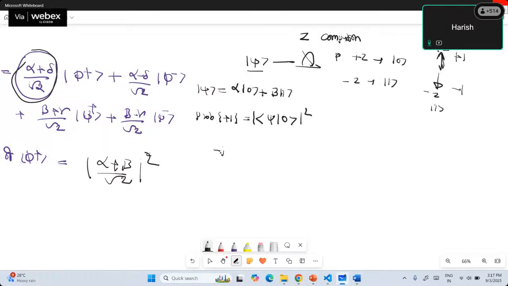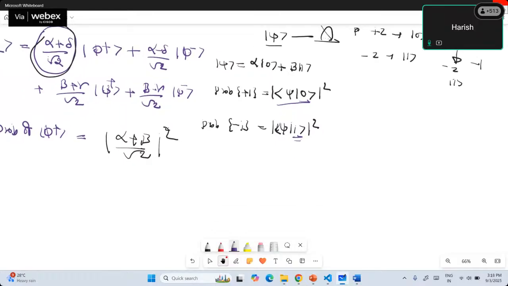For minus 1, or basically getting the state in the 1 state, we do the inner product with the 1 state. So in the Z basis we just take the inner product with the 0 and 1 basis states, and take the mod square, and we get the probabilities of getting 0 and 1, or as we denote them, the plus Z axis and minus Z axis. This way we do the Z basis measurement.